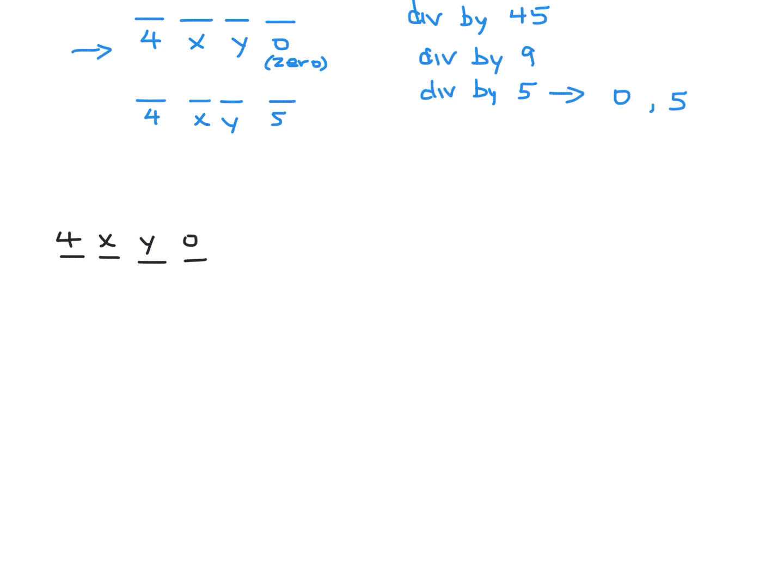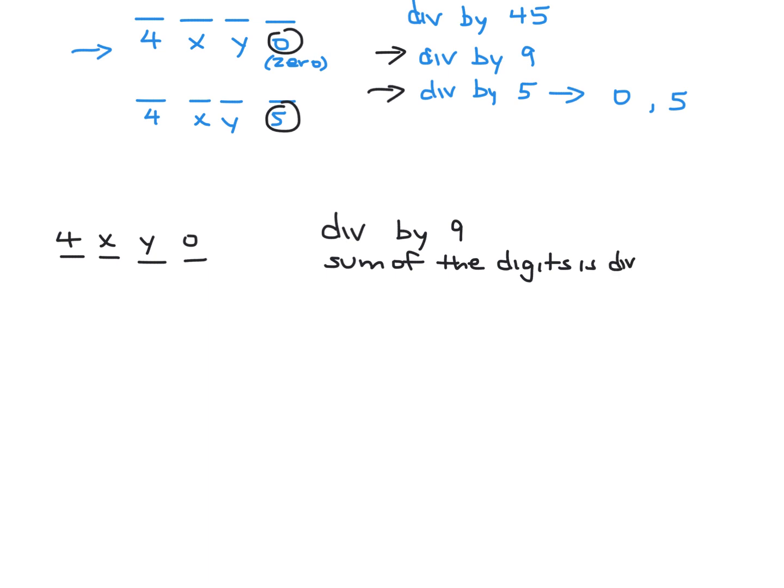Okay, so we took care of this divisibility rule. That allows us to get the units digit. But this divisibility rule we need to utilize. If something is divisible by 9, that means that the sum of the digits is divisible by 9. So in this case, that would be 4 plus x plus y, and it's going to be some multiple of 9, so either 9 or 18.